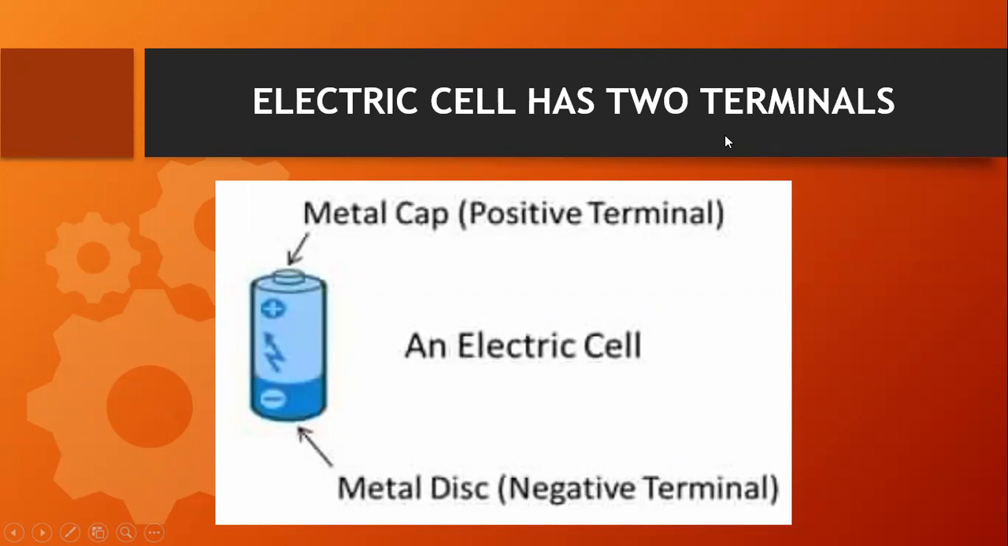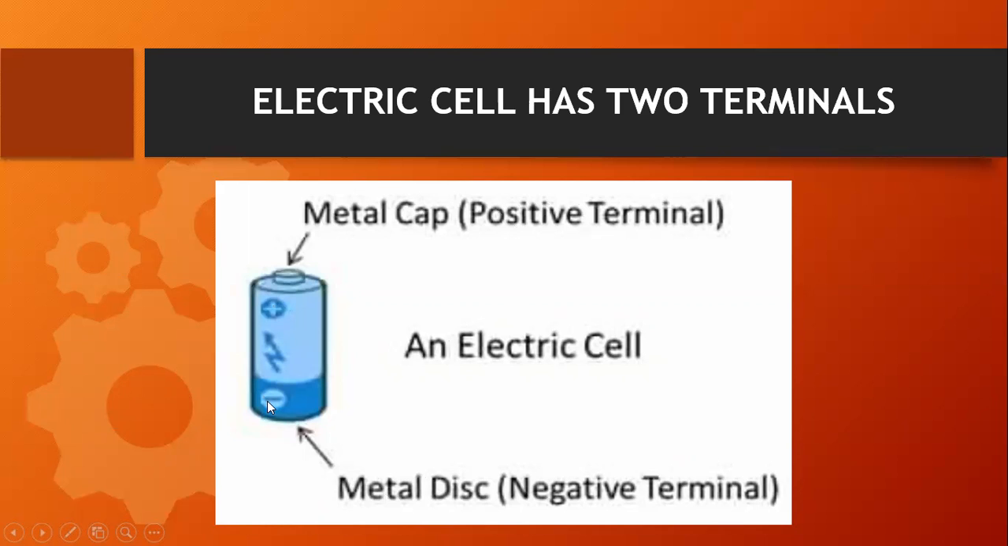The electric cell has two terminals. First, the uppermost terminal is known as the metal cap. As you can see, it's a cap-like thing, so it is known as the metal cap, and it is the positive terminal. Wherever there is a plus mark on the battery, that is known as the positive terminal. Then we have a negative terminal. The negative terminal has a minus sign, and it is known as the metal disc because it looks like a disc.